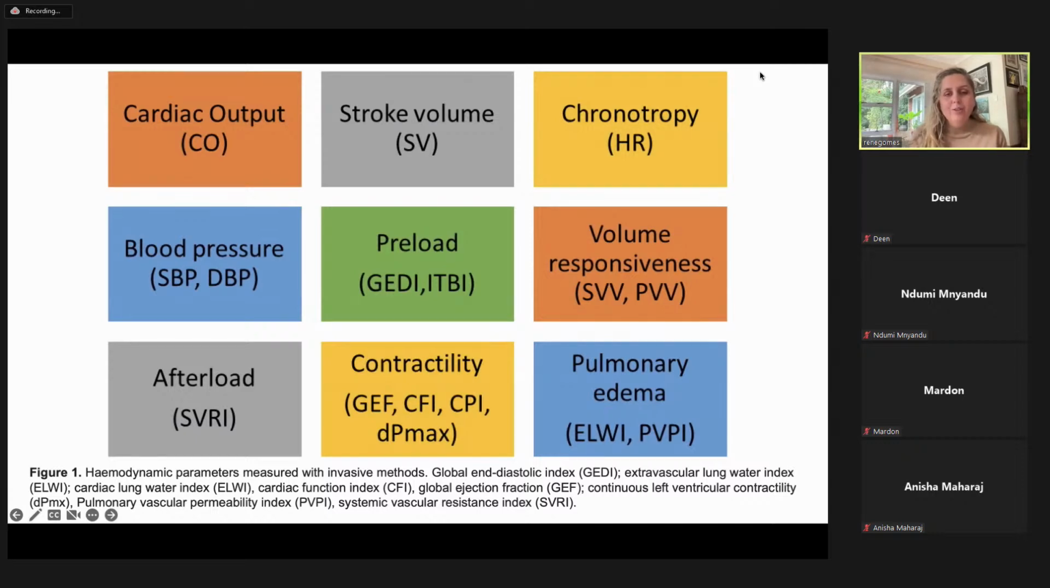All right. Contractility. Without the pico, we'll probably look at cardiac index, but here's some more values that we can use on the pico for contractility.